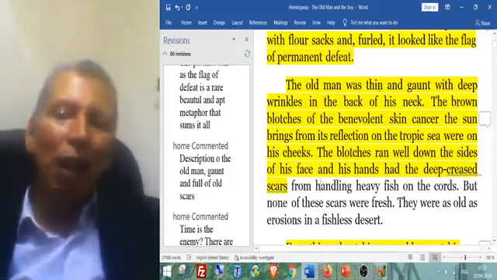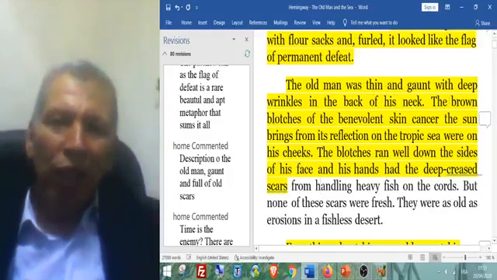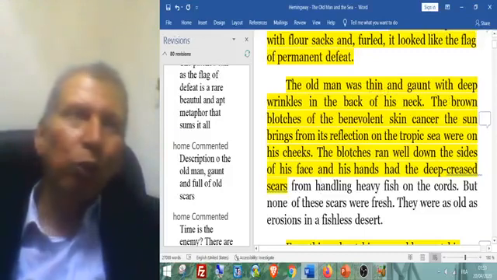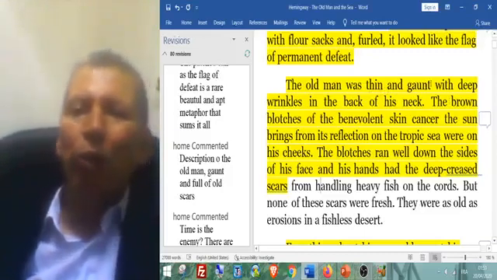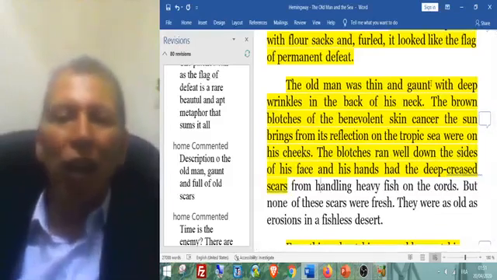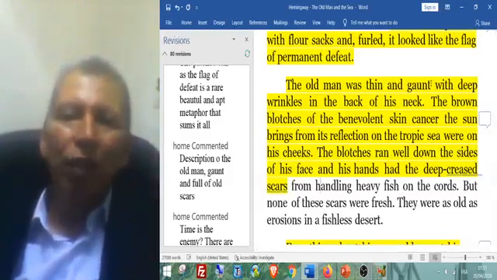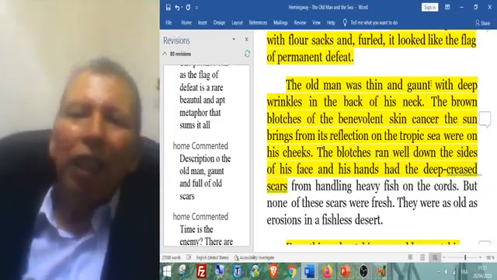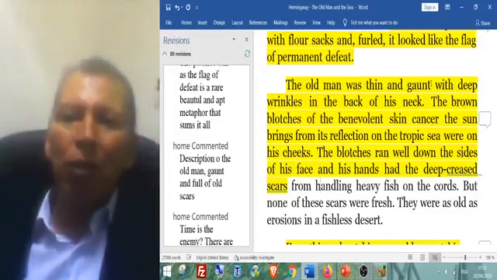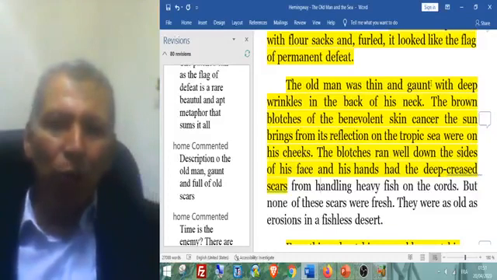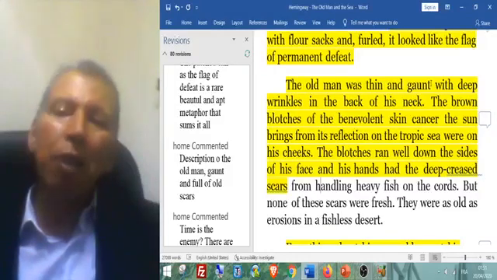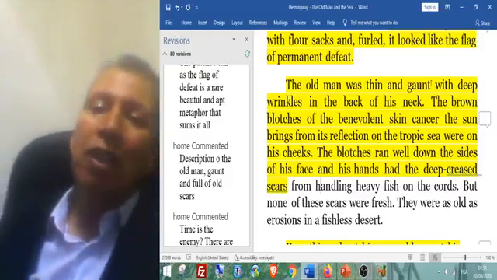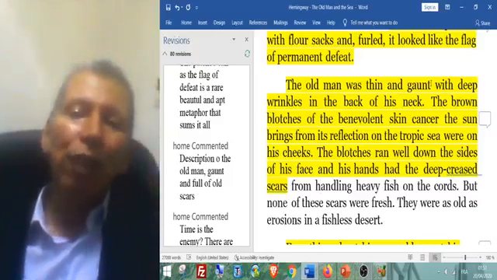So at the beginning of this paragraph, we have a description of the main character of the story. The old man was thin and gaunt. Probably he didn't eat a lot, or probably he worked very hard. This is why he is an old, thin and gaunt man. Gaunt meaning his face was not full. With deep wrinkles in the back of his neck. These are traces of old age about him, but he's still alive. It's as though he were clinging to life. He's the type of man who would not give up.